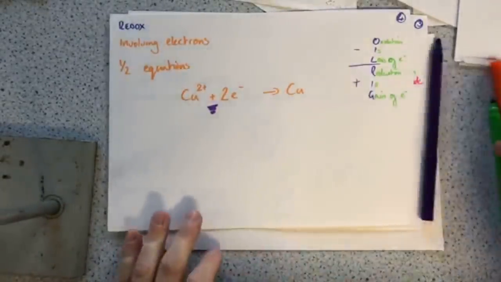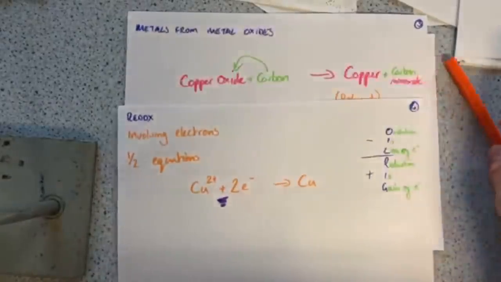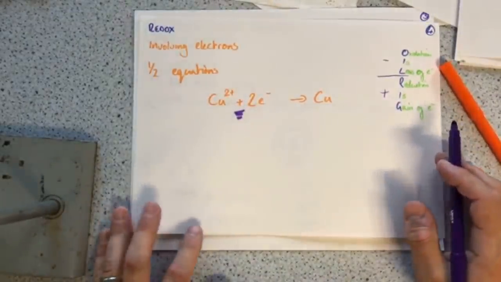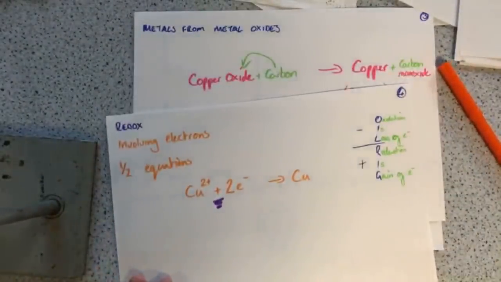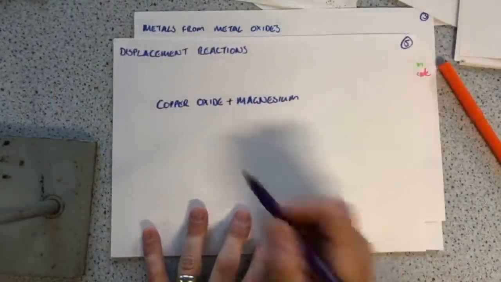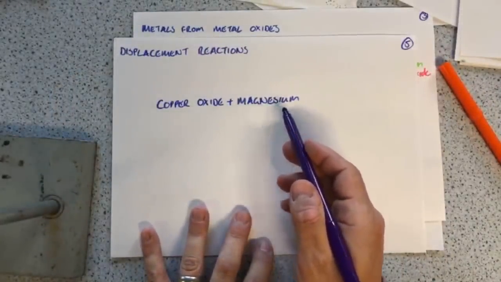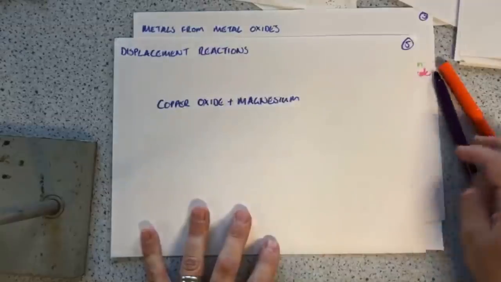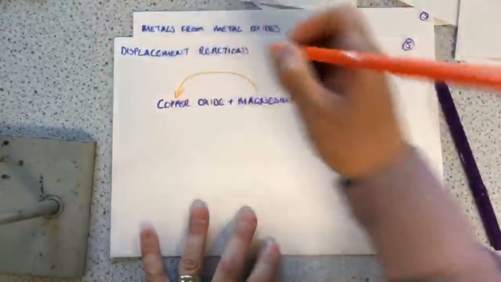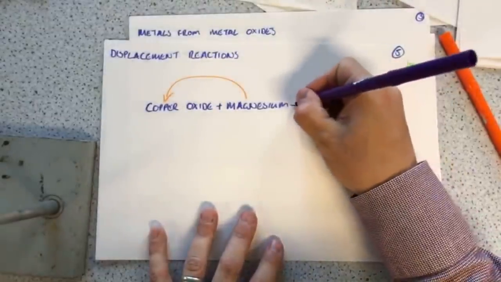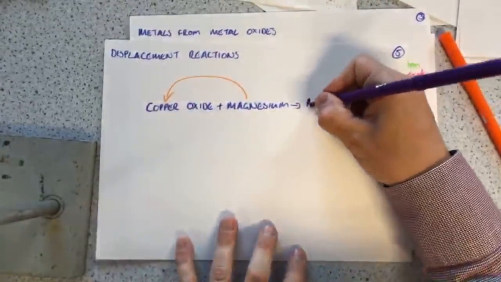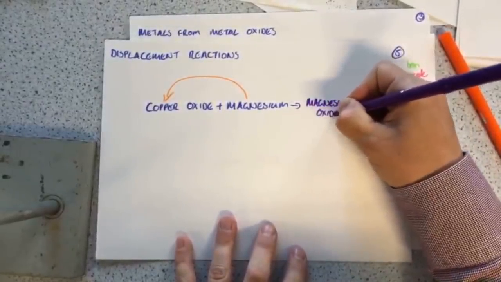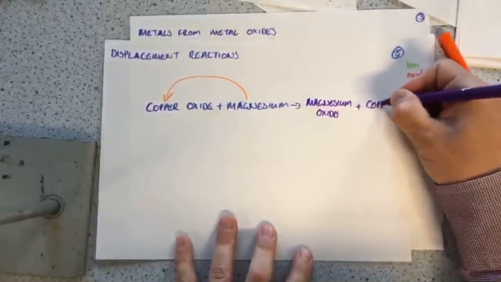Another example, because carbon's a bad example there, might be a displacement reaction. So I do have a displacement reaction here. This is copper oxide reacting with magnesium. Now we know from looking at the reactivity series earlier on that magnesium is more reactive than copper. So the magnesium can displace that copper. And when that happens, we end up with magnesium oxide, and we also end up with copper on its own.